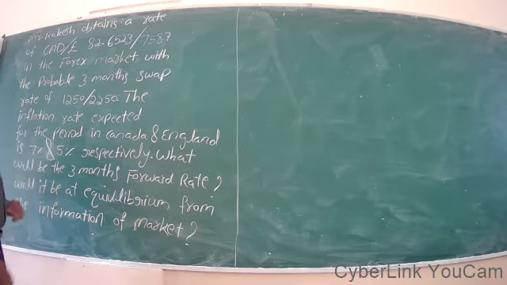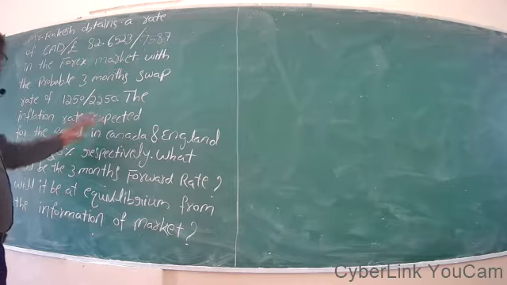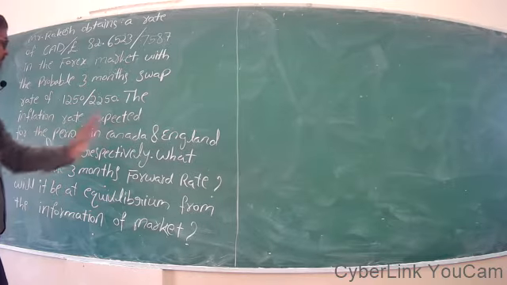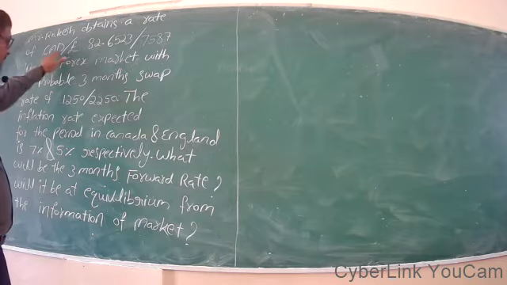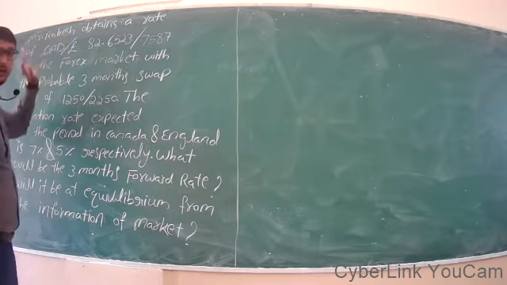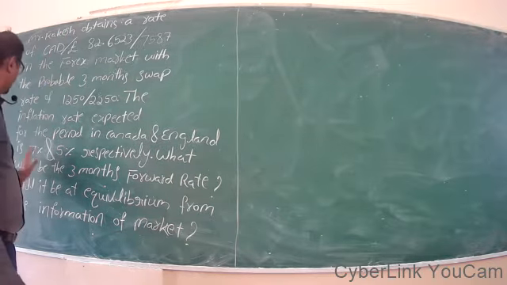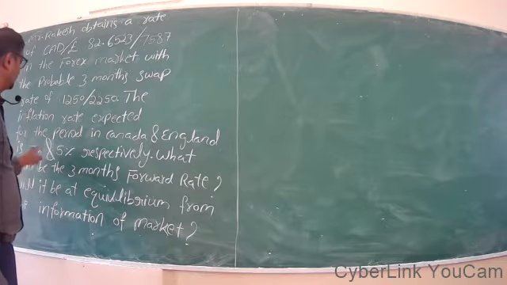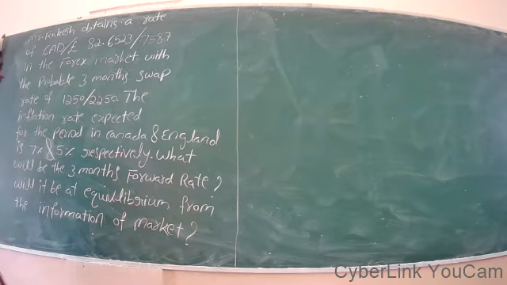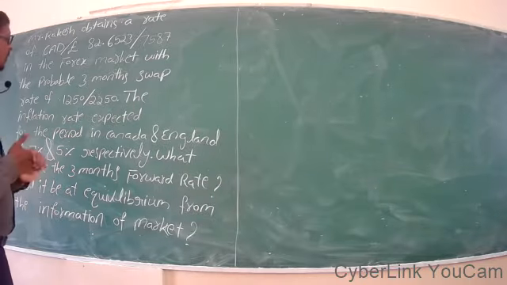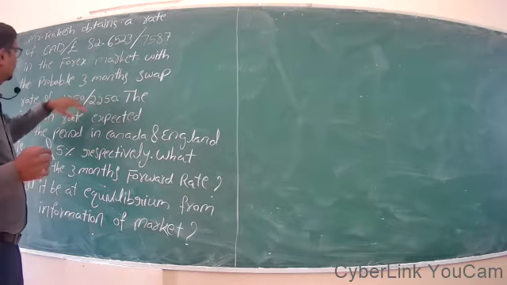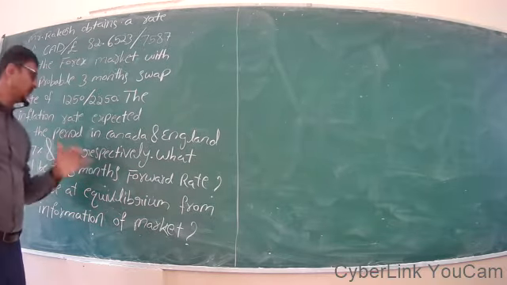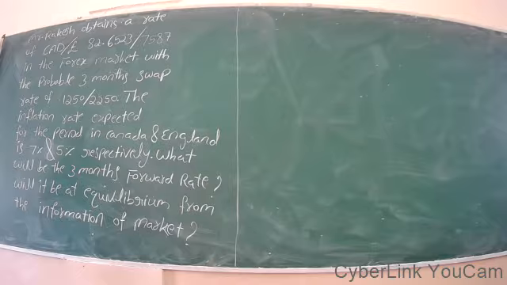So now the inflation rate expected for the period in Canada and England, it is Canadian dollar in Canada and sterling pound in UK. It is 7% inflation in Canada and 5% in UK respectively. What will be the 3 months forward rate? Ultimately, we need to calculate this swap point with the spot rate. We will get the forward rate.